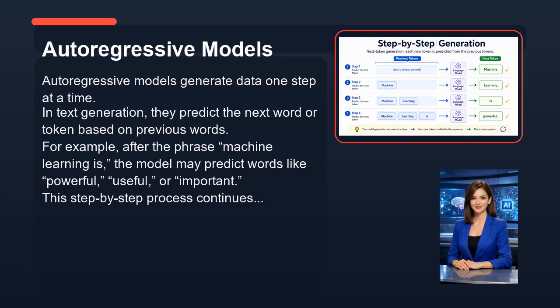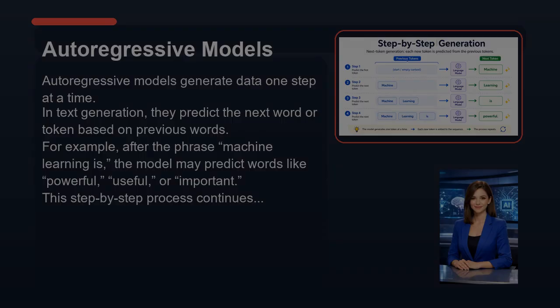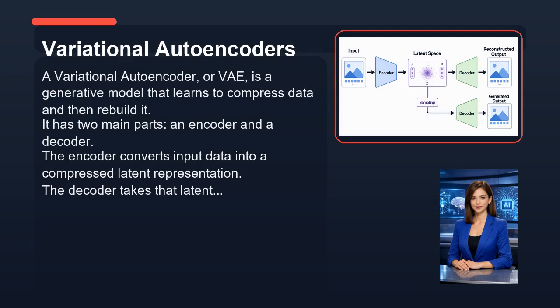In text generation, they predict the next word or token based on previous words. For example, after the phrase "machine learning is," the model may predict words like powerful, useful, or important. This step-by-step process continues until a complete output is formed. Autoregressive models are widely used in language generation and sequence prediction. Their strength is that they can produce coherent sequences, but they may be slower because they generate one step at a time. Now let's look at variational autoencoders.